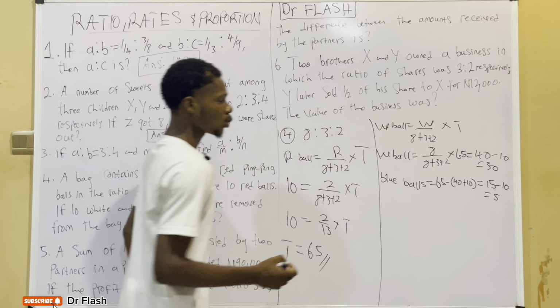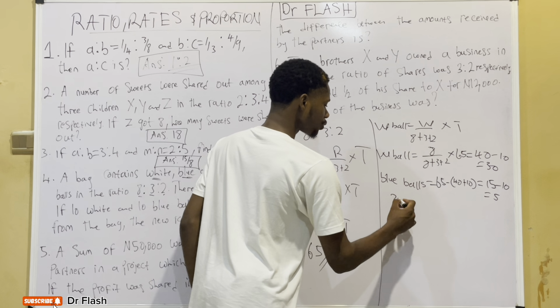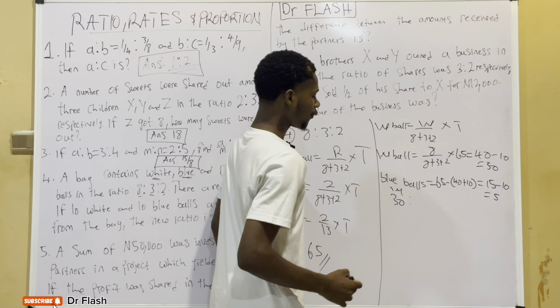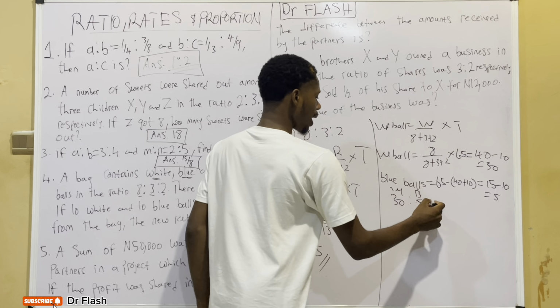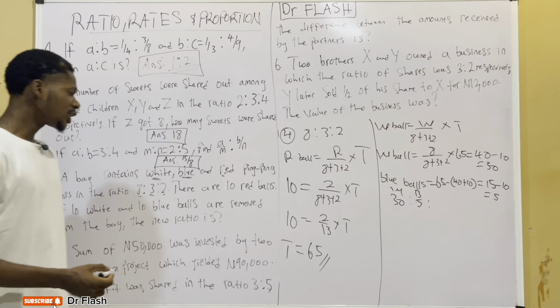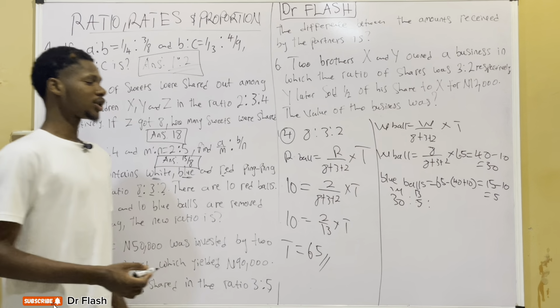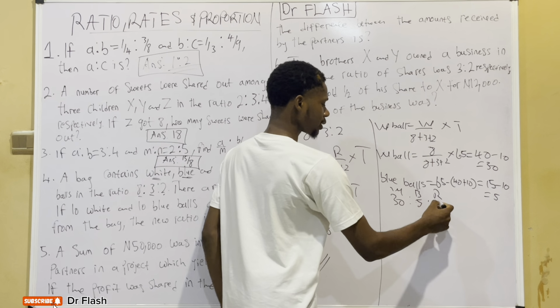So for white, we are going to be left with 30 balls. This is for white ratio. For blue balls, we are going to be left with 5. This is for blue. And then the red balls were not reduced; we still have 10 red balls. So for the red, we are still having 10.